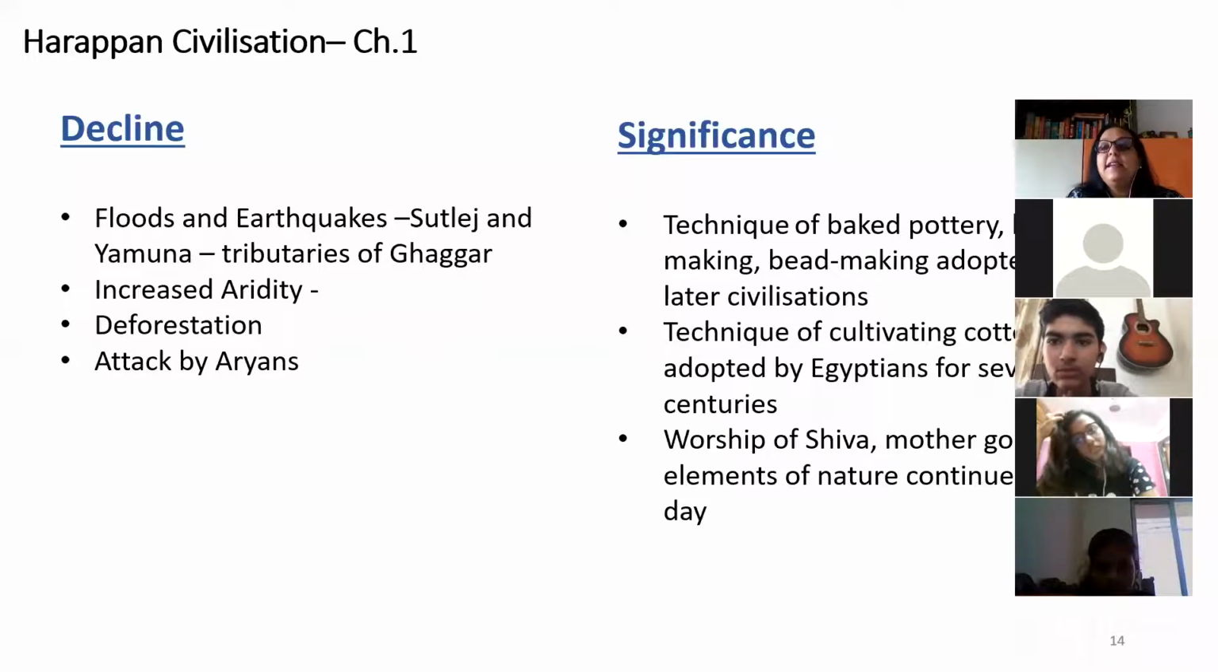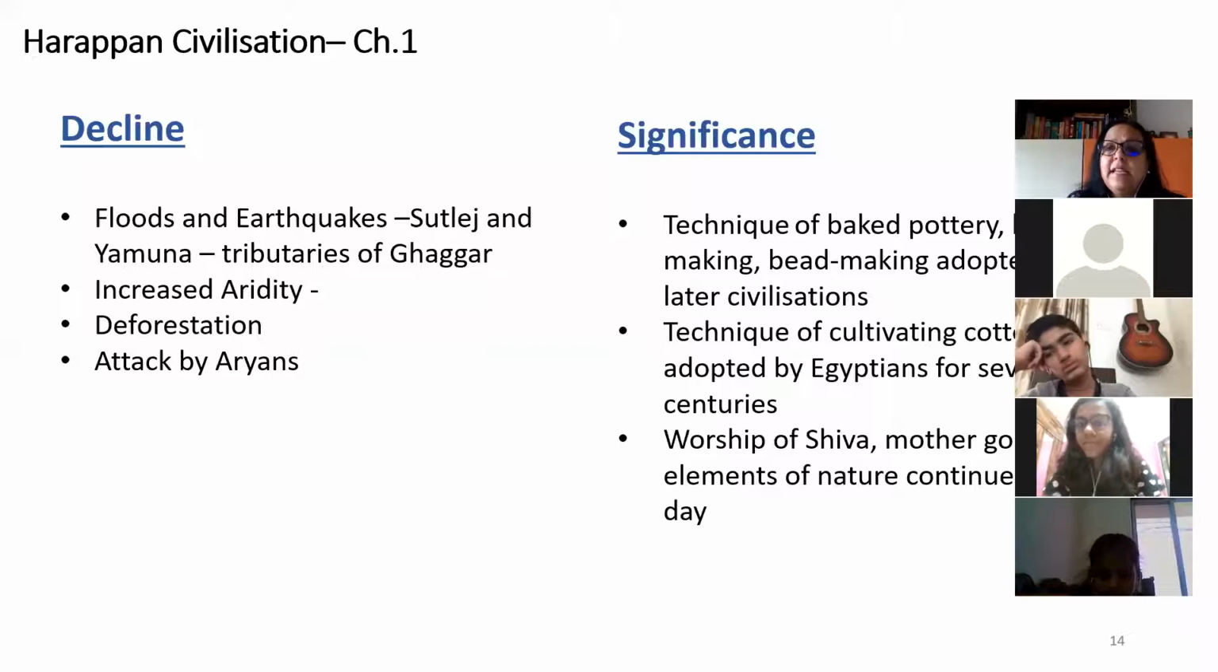The second reason is increased aridity. Aridity means dryness. Arid means dry places are called arid. So increased dryness happened, which means there was no water. When there is no water, can anybody survive? So the people were forced to leave that area and go to another area.